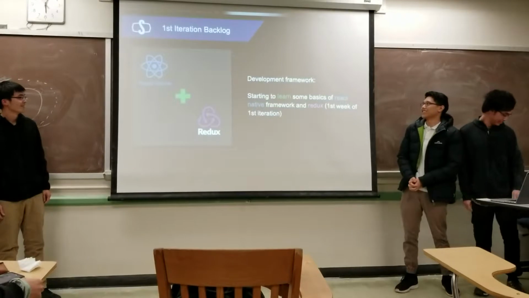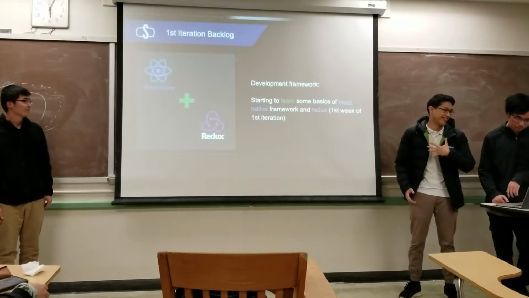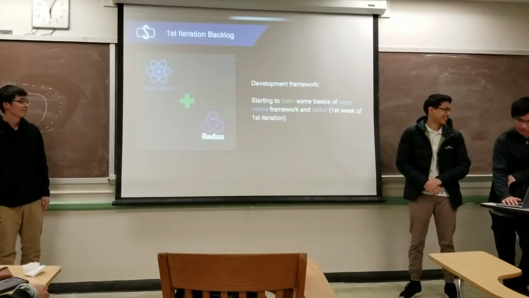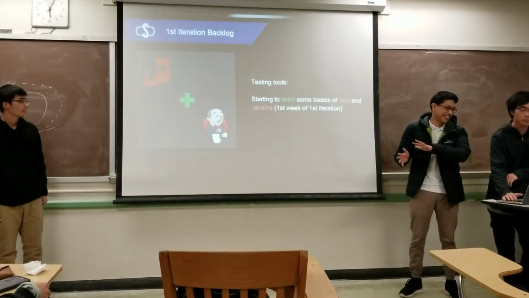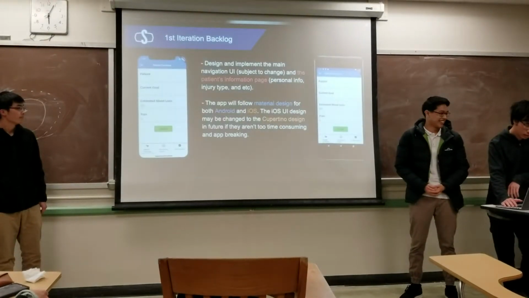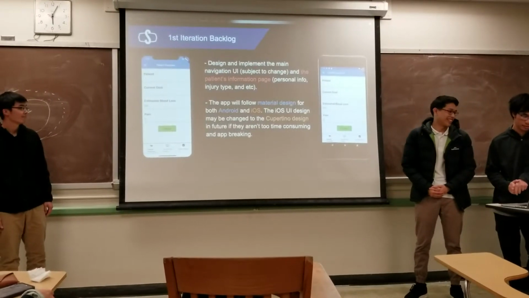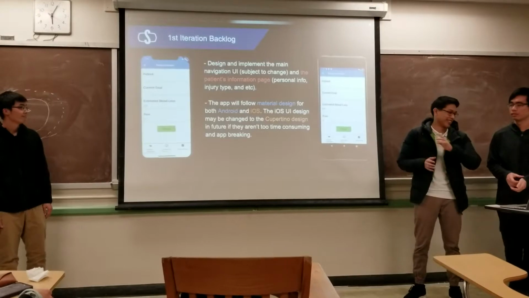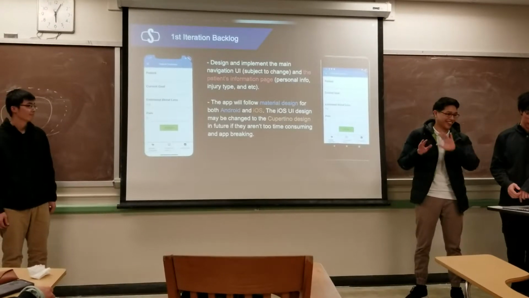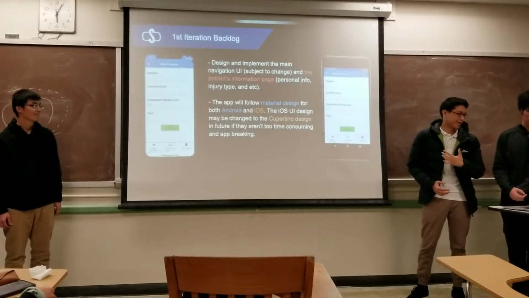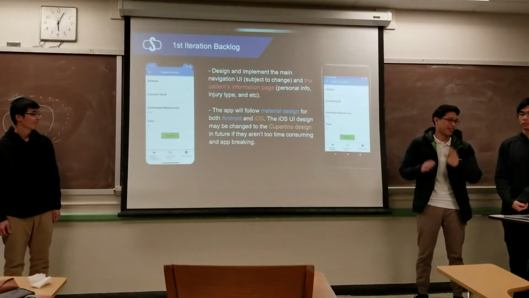So, continuing with our first iteration backlog and development framework. Right now we're starting to learn some basics of the React Native framework and Redux. For testing tools, we're starting to learn some basics of Jest and Jenkins for the first week of our first iteration. For our first iteration backlog, we will design and implement the main navigation UI. We're also starting to do that. We also have some prototypes we're working on right now. And the app will follow Material Design for both Android and iOS. We don't want to make it an ugly looking app, of course. The iOS UI design may be changed to the Cupertino design in the future, but that isn't too time consuming or app breaking.